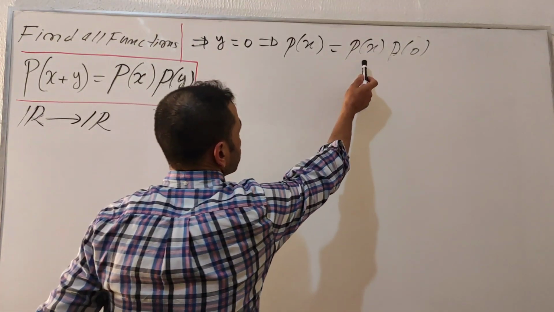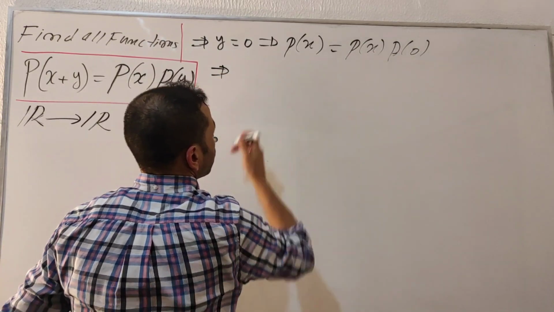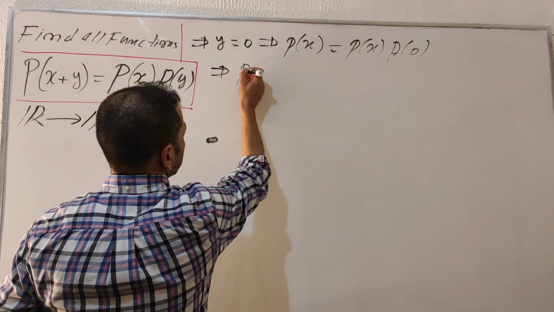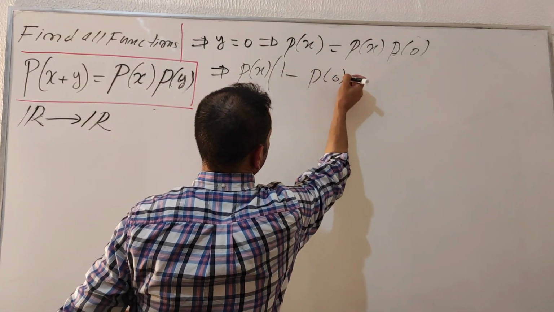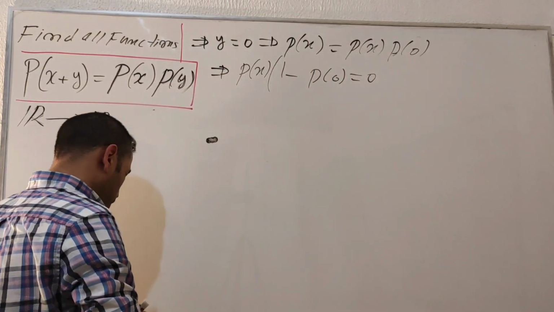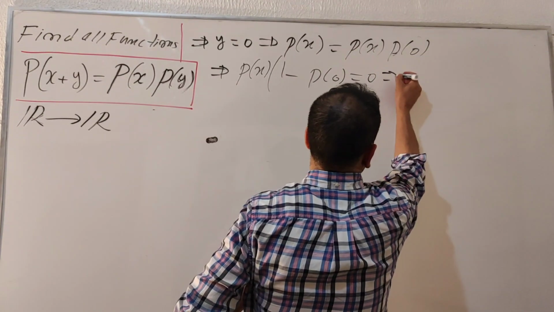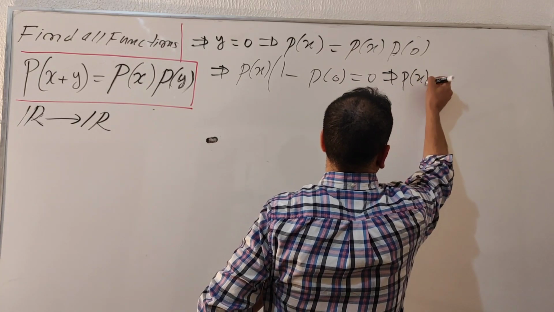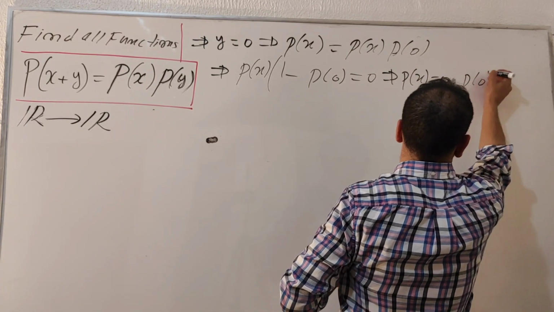So first, let's bring these two terms to the left. Then take P of x as a common factor. So I get P of x times (1 minus P of 0) equals 0. Now we'll have two cases. Case number 1, we will have P of x equals 0 or P of 0 equals 1.